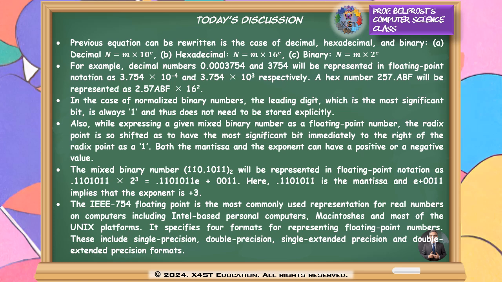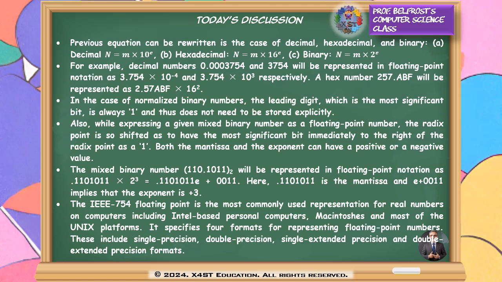The previous equation can be written for the cases of decimal, hexadecimal, and binary respectively. For decimal, it is n equals m times 10 raised to the power of e. Hexadecimal is written as n equals m times 16 raised to the power of e. And binary is n equals m times 2 raised to the power of e. For example, the decimal numbers 0.003754 and 3754 will be represented in floating point notation as 3.754 times 10 to the power of minus 3 and 3.754 times 10 to the power of 3 respectively.